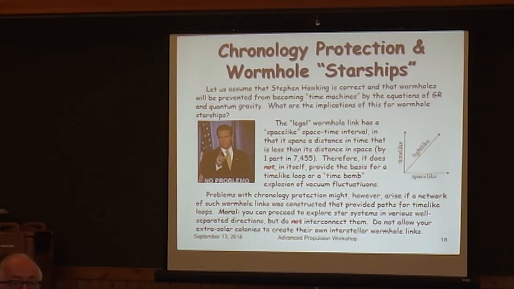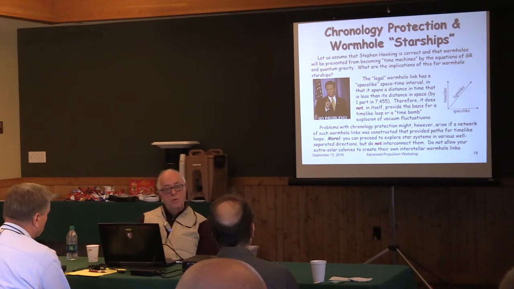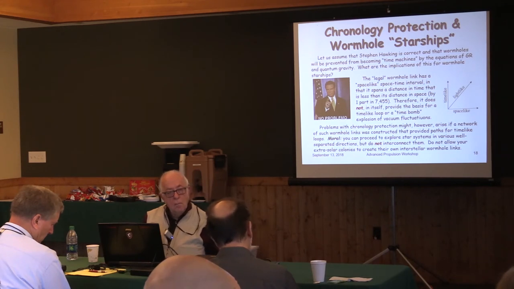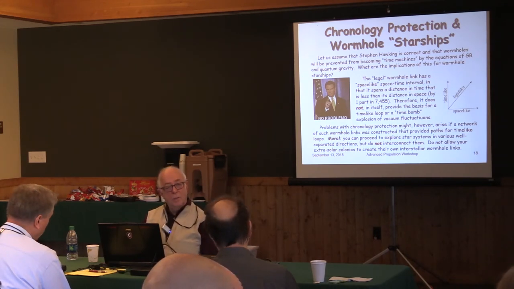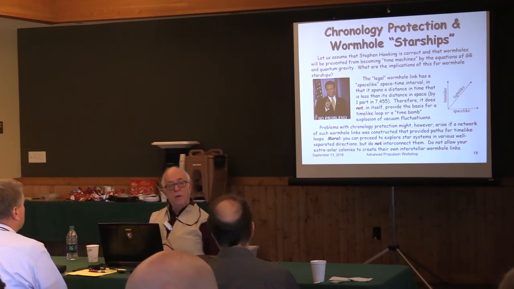But what Thorne and Morris and company were talking about was going out and then coming back. And if you have another wormhole link that goes from out here to over here, then you get a time-like loop, and then you get into trouble with chronology. What I'm saying is that it's not a question of preventing this colony from interconnecting themselves, it's that they are just not able to. If they tried to interconnect themselves, there would be problems, yes, if Hawking's right. If he's wrong, then you start getting causality violations.